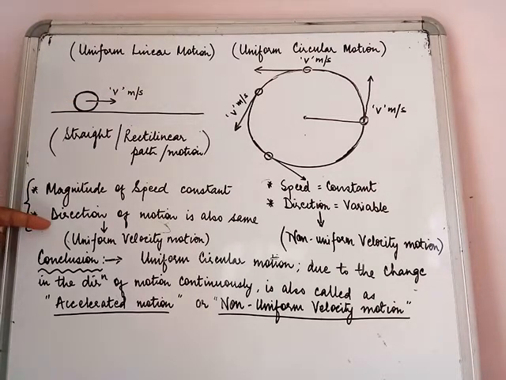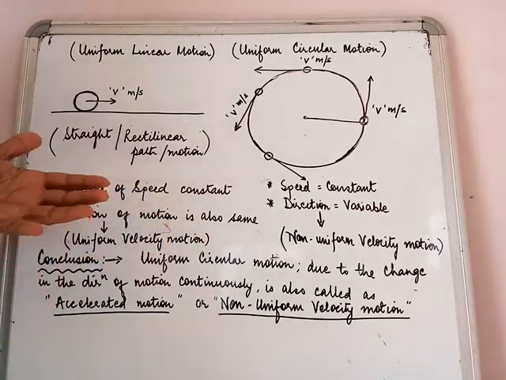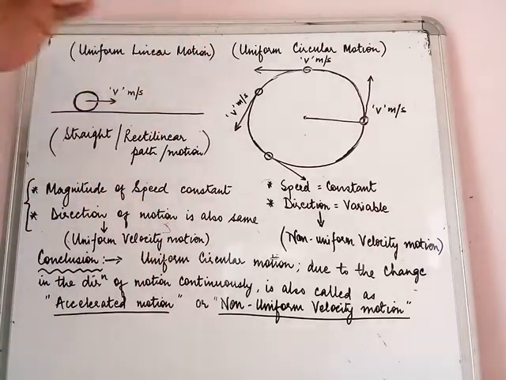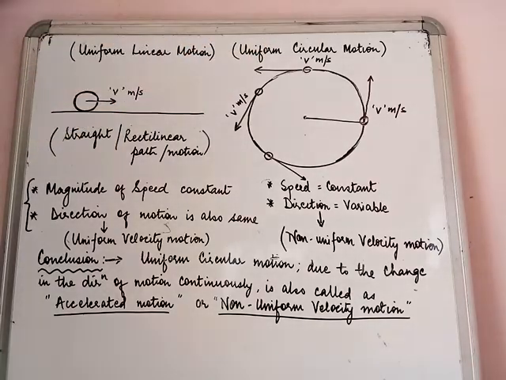Now have a look at the direction aspect. Direction of the motion is also the same. How can we say that? Because it is always moving to the right hand side. It is always moving in a straight line in a particular fixed direction. So the direction also is not changing.